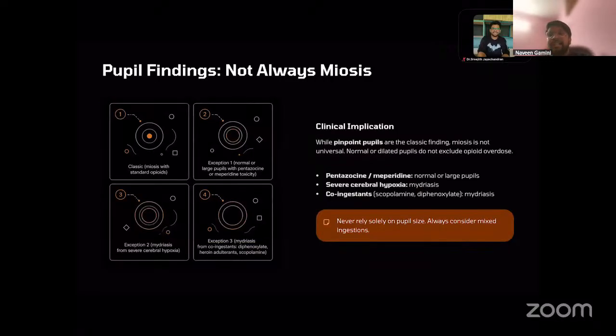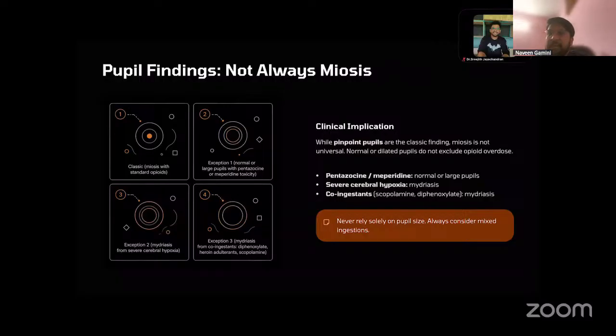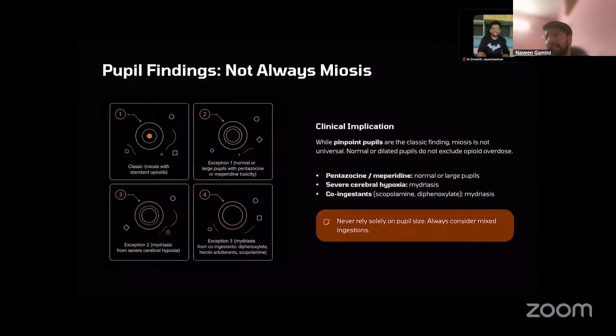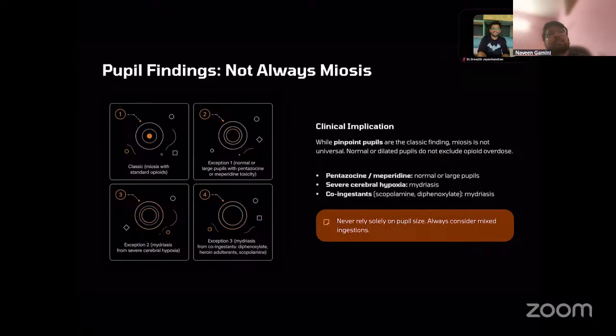Next, let's talk about the eye changes in opioid toxicity. As described in the clinical triad, opioid poisoning classically causes pinpoint pupils. But you should also be aware that the patient does not always have pinpoint pupils. There can be normal or dilated pupils, but these will not exclude opioid overdose. The first exception is mydriasis, a large pupil, in the case of pentazocine and meperidine. And also, if the patient has severe cerebral hypoxia, then again mydriasis can be seen.